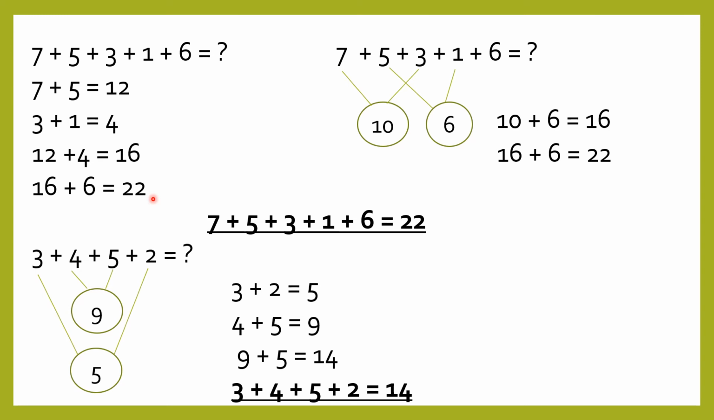You can also go for the breaking method, which is much more easy. 7 plus 5 plus 3 plus 1 plus 6. Now here we are not breaking the numbers, because if I start breaking the numbers, I would get so many numbers that it would be really very difficult for me to actually sort out the numbers. So here I am using the breaking method, but in opposite form.